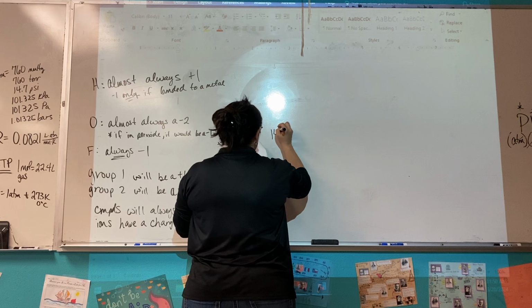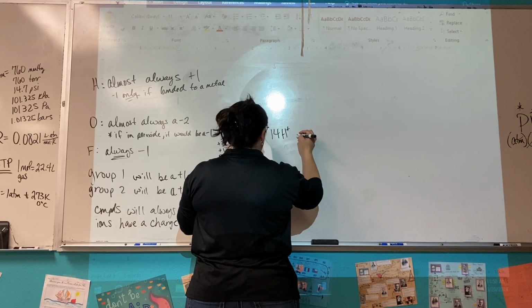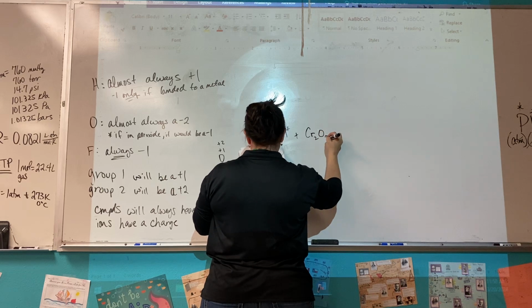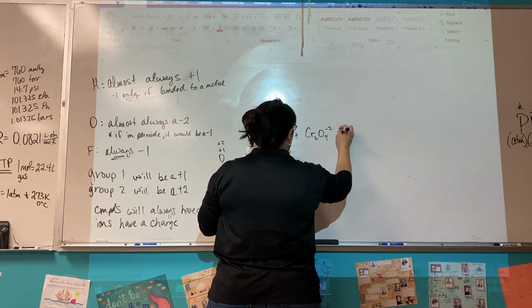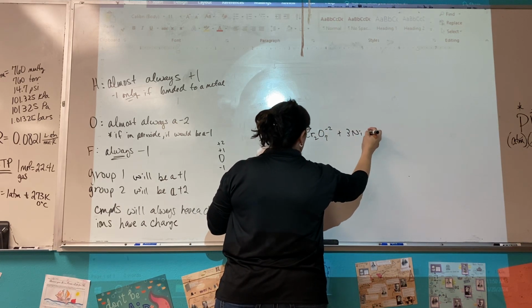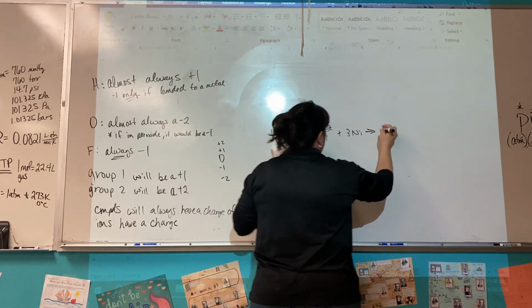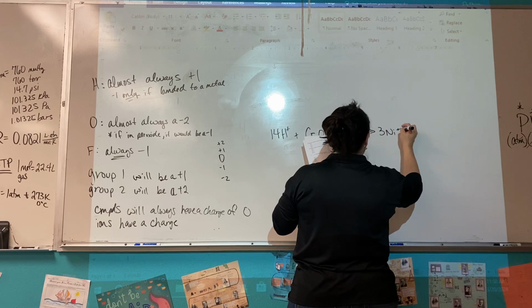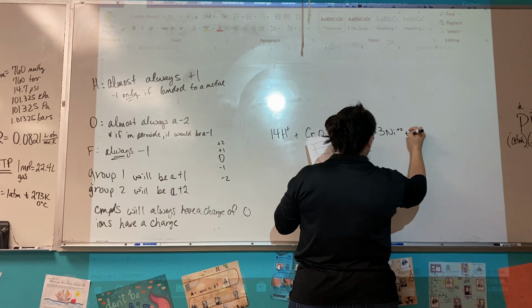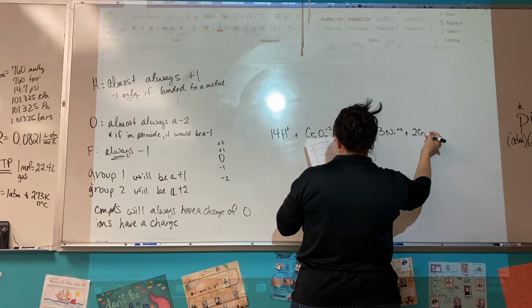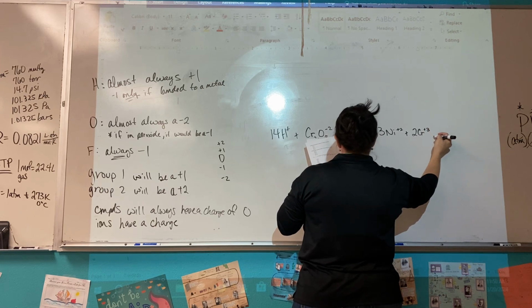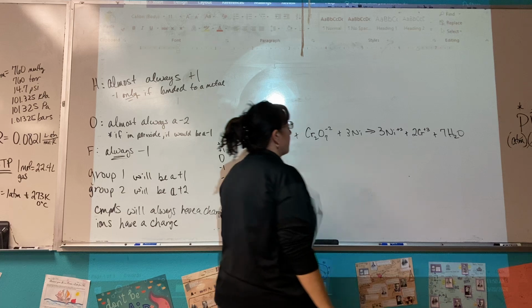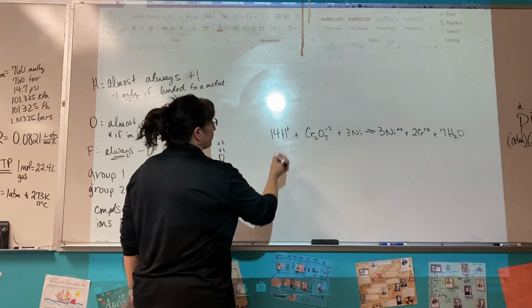Okay, so I have 14 hydrogen plus Cr2O7 2-, plus 3 nickels. It's going to give you 3 nickels with a +2 charge, plus 2 chromiums with a +3, plus 7 waters.